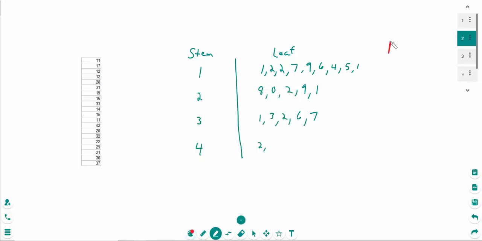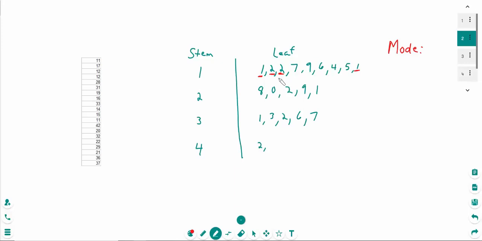So based on this stem and leaf plot, let's start with maybe our mode. Okay, so what's our mode? Well, again, we need to look for duplicates. So here I've got two 2's. So there's certainly a duplicate. And then, do I have any other duplicates here? I've got two 1's. That's a duplicate. And that's all I've got.